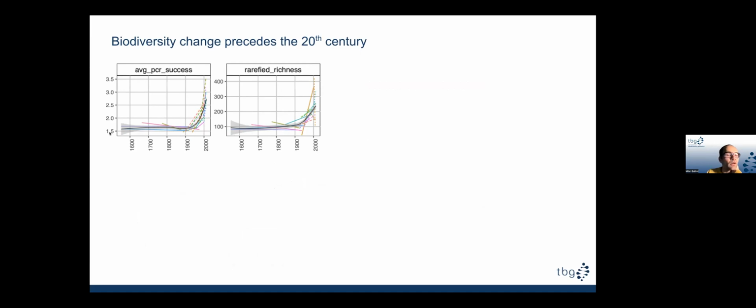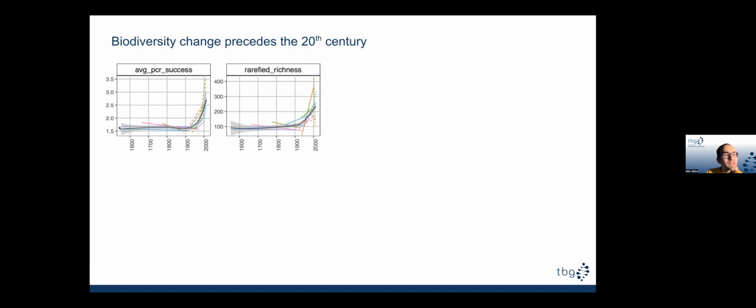On these plots, what you can see on the x-axis is the time scale going from earlier times on the left toward the present on the right, and changing variables on the y-axis. The first graphic shows the average success of PCR reactions. So PCR reaction success depends on basically two things. One is the availability of DNA as template for the PCR, and the other is inhibition of these PCR reactions.